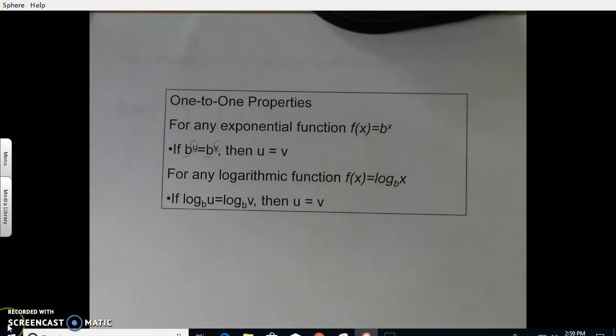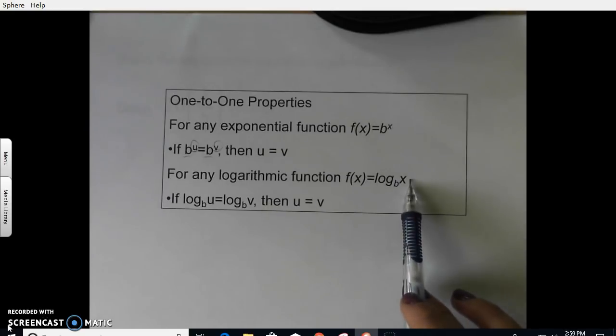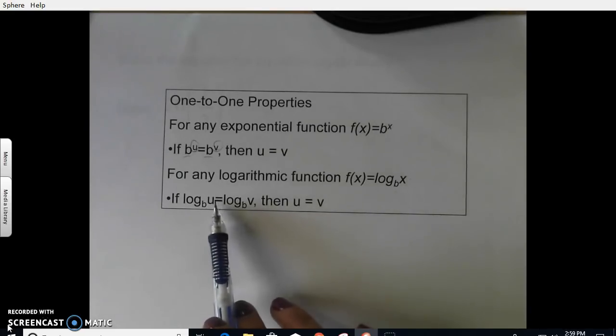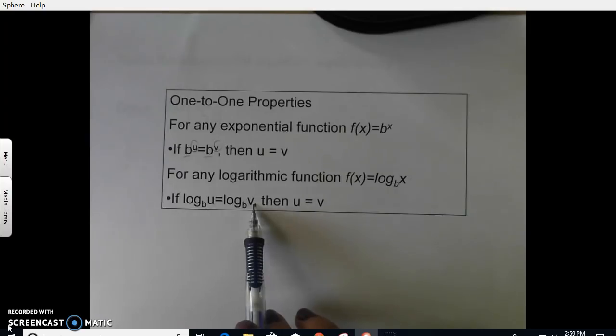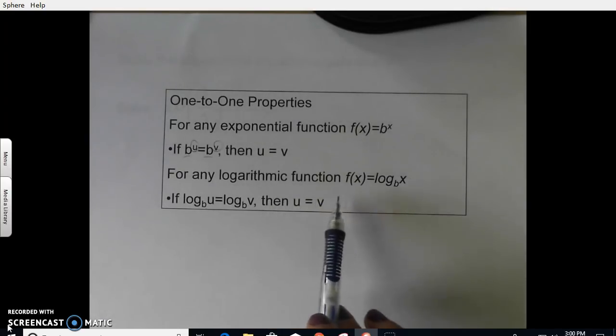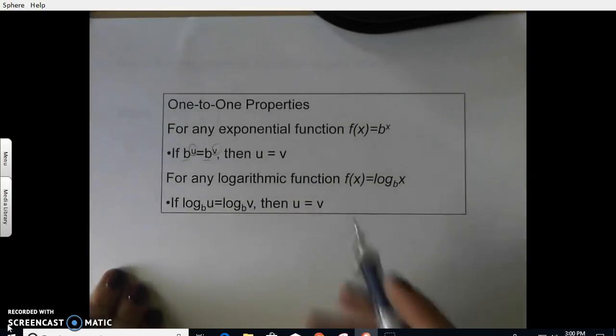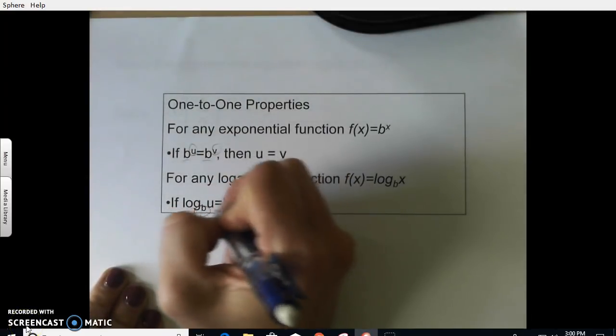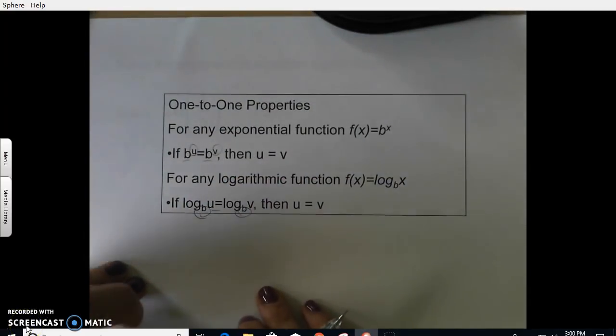For any logarithmic function, f of x is equal to log base b of x. If log base b of u is equal to log base b of v, then u has to be equal to v. So we have the same base set equal to each other. U and v need to be equal.